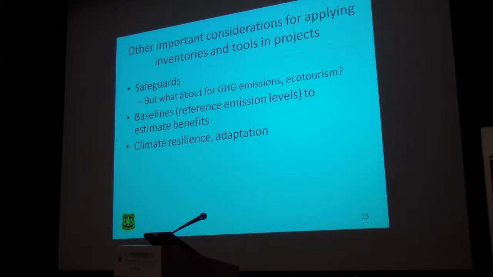Now, in particular, I might mention ecotourism. Ecotourism is often touted as a way to bring in funding to reduce deforestation or degradation locally, and yet, if not implemented carefully, ecotourism can result in increased greenhouse gas emissions from travel, especially international air travel.